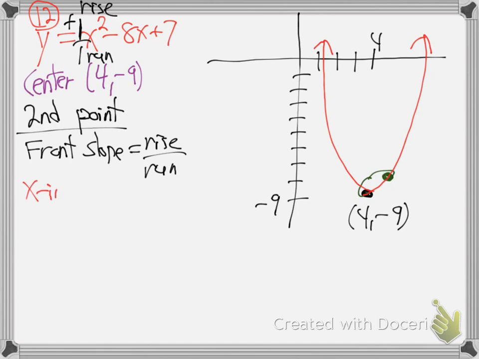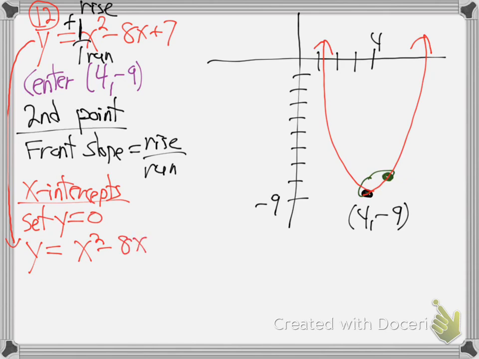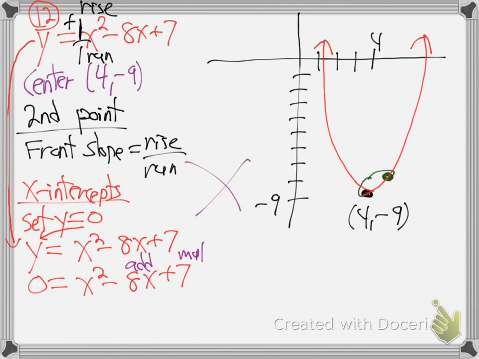Now we have to find the x-intercepts. How do we find the x-intercepts? We set y to 0. Remember, intercepts are always found by setting the opposite letter to 0. So bring this down: y equals x squared minus 8x plus 7. Put in 0: 0 equals x squared minus 8x plus 7. Let's try to factor that. So I'm going to say, what two numbers multiply to be 7 and add to be minus 8?